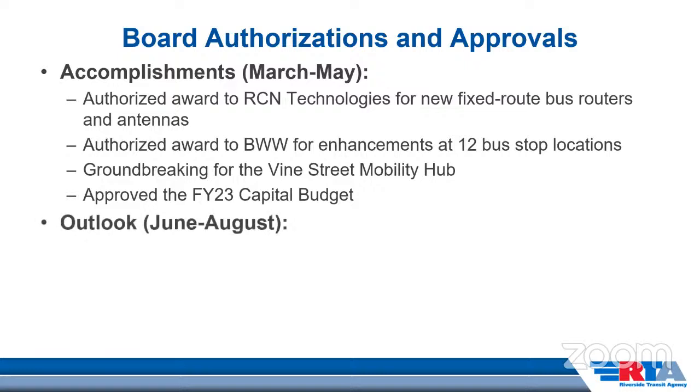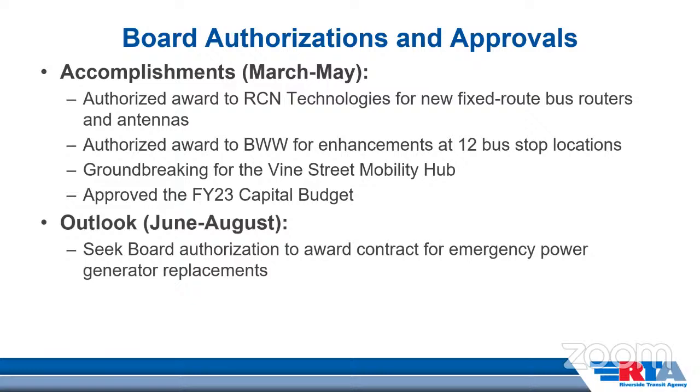An outlook for June to August. We will seek board authorization to award a contract for emergency power generator replacements. This is going to help bring additional load capacity to some geographical areas within the facility, basically meaning that more of our staff will be able to remain online should we face blackouts. It will also upgrade the automatic transfer switch here in Riverside and put one in place in Hemet. And what that means is that when we do face blackouts, the power and the generators will automatically come on without the need for any manual intervention.